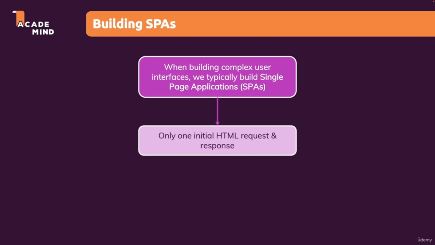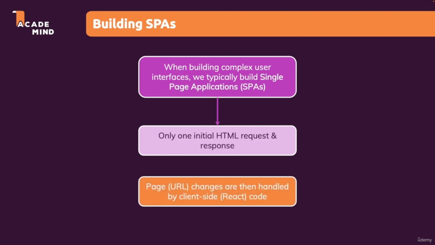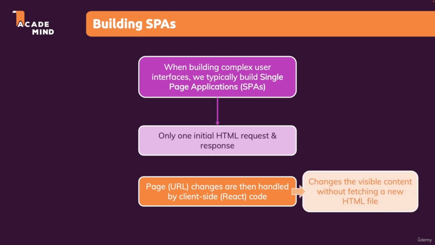However, that does not mean that we can't bring back the illusion of routing and that we can't support path changes in the URL and load different content based on the path. Instead, we can add client-side React code that basically watches the currently active URL and that triggers whenever the URL changes, and that then leads to different content being displayed on the screen when the URL changes.